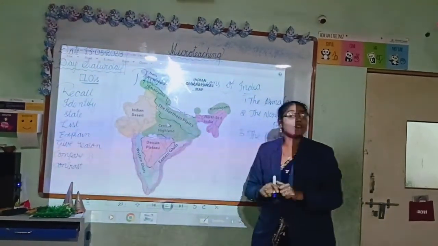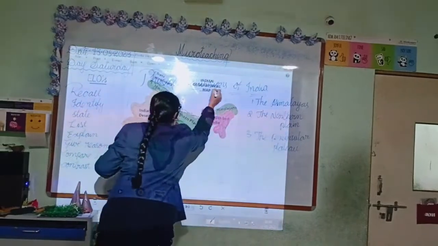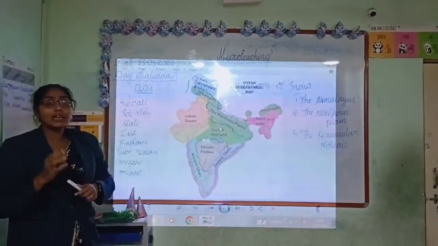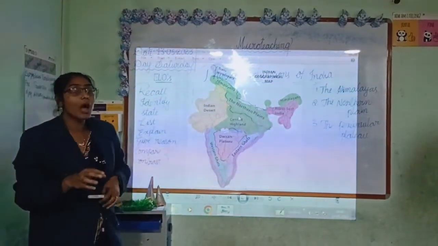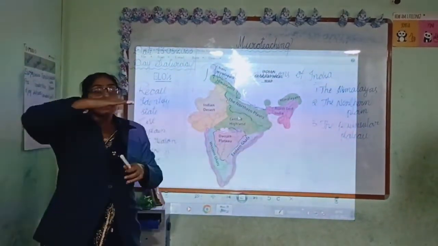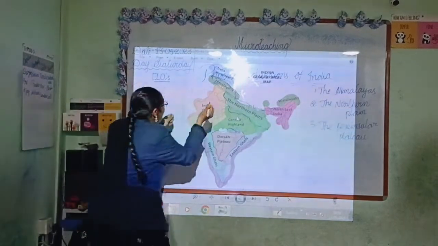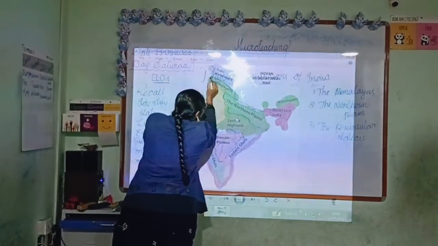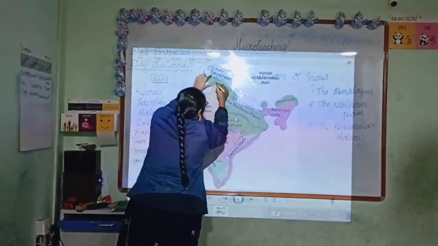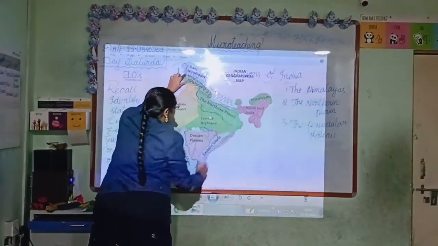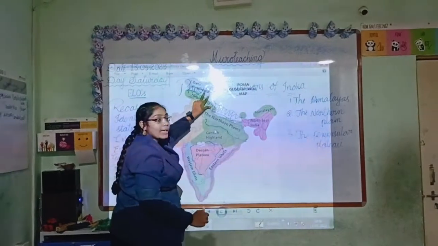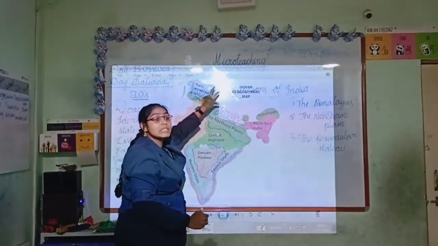What is the meaning of physical division? Physical division means divisions made on the basis of regions with similar features. For example, see this Himalayas. All the area has a similar feature, like all here are mountains. A similar physical feature is there. So we call this a physical division or physical feature.